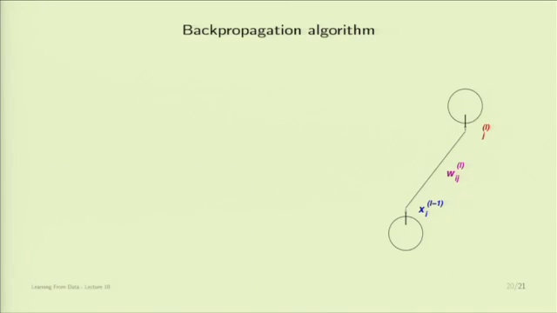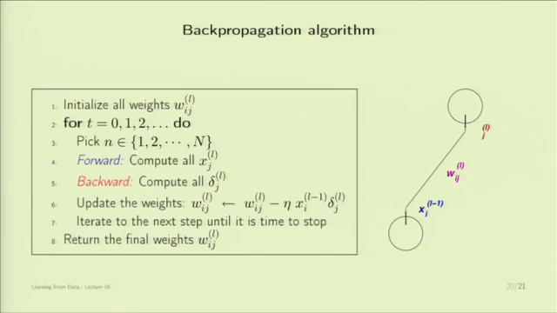So if you put the algorithm this way, you initialize the weights, and then you pick n at random. That's what makes it stochastic gradient descent. You do the forward run I described. You do the backward run, and then you update the weights according to the input and the delta that are surrounding the weight, okay? You keep this until it's time to stop, and then you return the final weights, and that is your algorithm, okay?